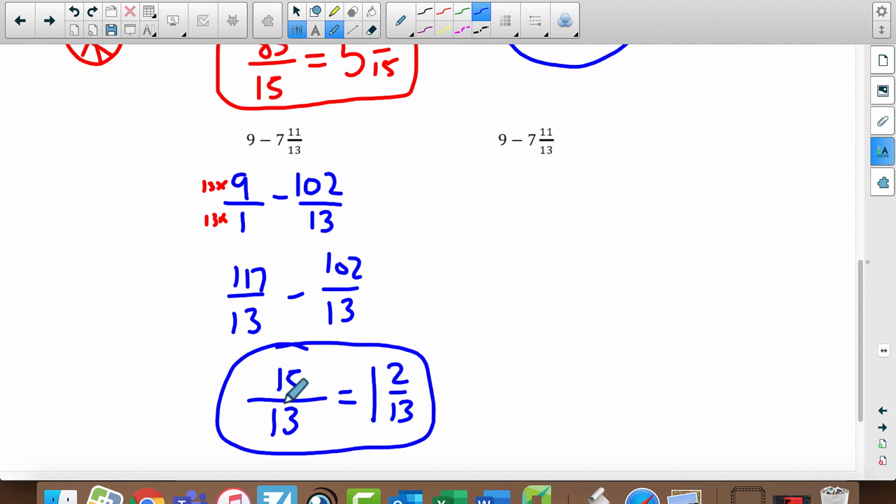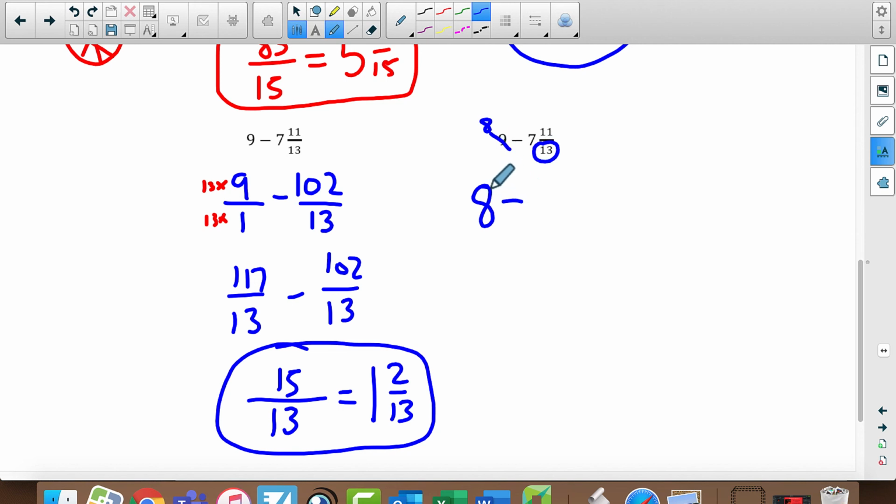Great. So how would you borrow with this? Okay, well, look, you could do 9 minus 7, but then there's no fraction here. So we want to be able to have a fraction here to subtract. So why don't we borrow from the 9? The 9's now going to become an 8. Okay, so I'm going to write it here 8, and I'm going to have a fraction. Remember, we're talking about 13ths here.